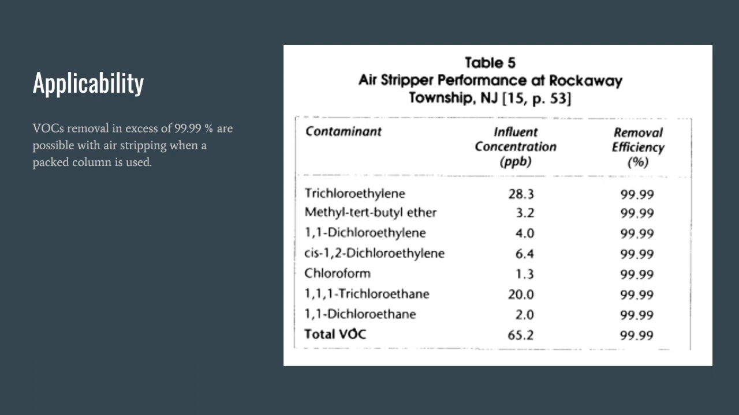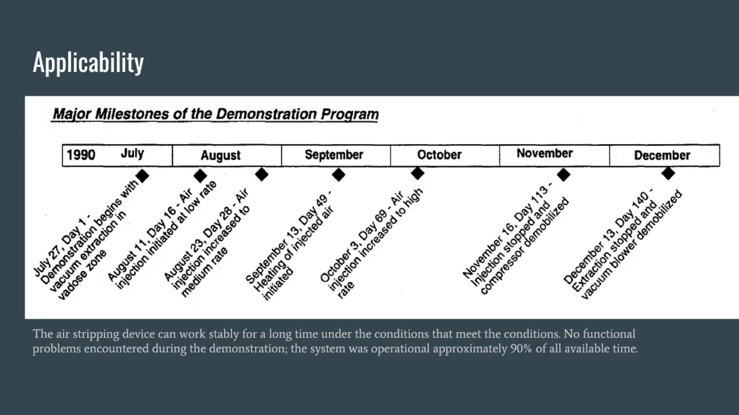Increasing the depth of packing or the number of trays will increase the stripping. Increasing the airflow through a packed column may increase the efficiency. However, increasing the airflow beyond a certain point will cause flooding.